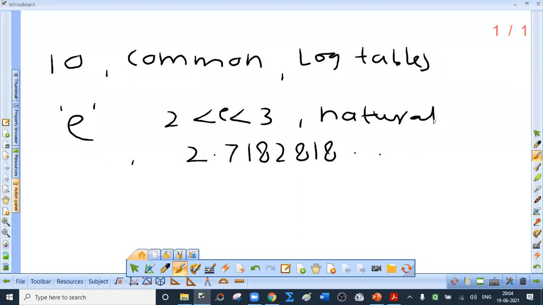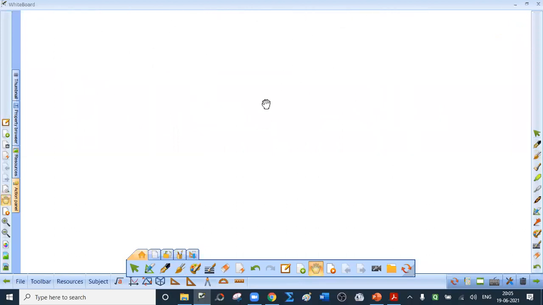Can the base be 11.2? Yes. Any number which is positive but not equal to 1 can be considered as the base of logarithm. I already told you that if you see a scientific calculator, there are two buttons. On one button, log is written, that is common logarithm, and on another, ln is written, that is natural logarithm. But now we are interested in common logarithm because we are supposed to discuss log tables.